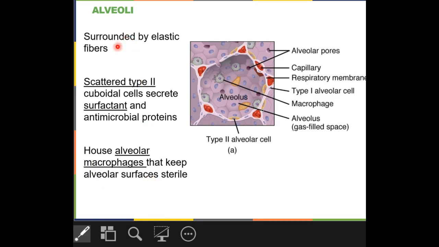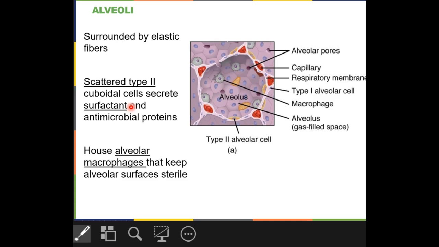In this image you can't really see it, but there are elastic fibers around the alveolus. They're sort of built into the wall of each alveolus. In addition to the type 1 epithelial cells, you have type 2 cells. They secrete surfactant. We will go over later in this lecture the role of surfactant. I don't know if it's in the objectives, but it is something that you do want to know.